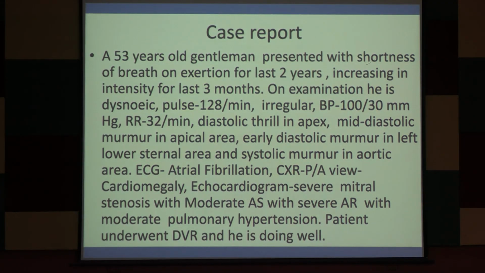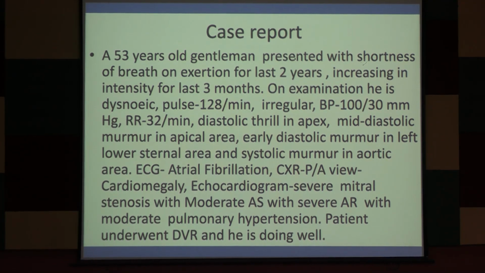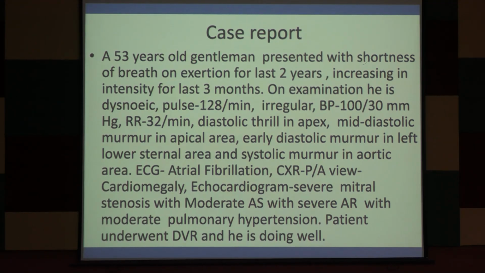A 53 years old gentleman presented with shortness of breath on exertion for last 2 years, increasing in intensity for last 3 months. On exam, he is dyspneic, pulse 128 per minute, irregular, BP 100 by 30 millimeter of mercury, respiration rate 32 per minute, diastolic thrill in apex, mid diastolic murmur in the apical area, early diastolic murmur in the left lower sternal area, and systolic murmur in the aortic area.